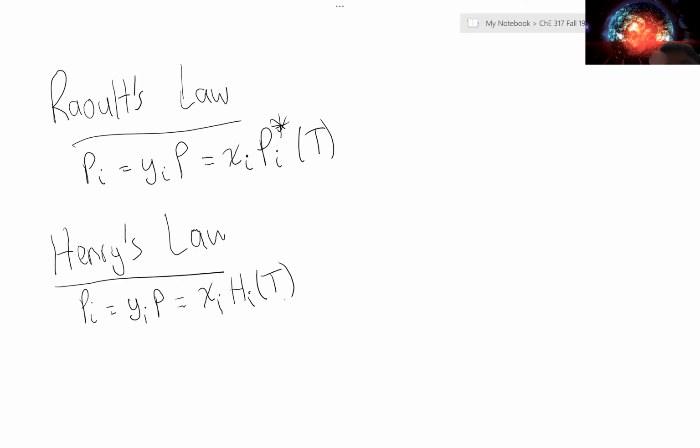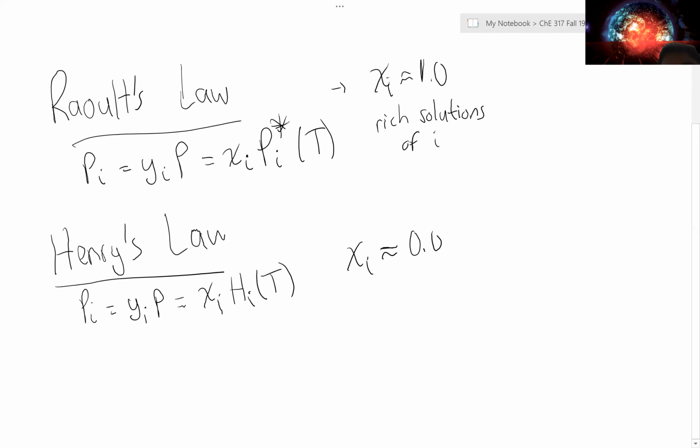And we had stated that Raoult's law was for when we had high concentrations of our component, so this is rich solutions of i, and Henry's law was for dilute solutions of i. So use of Raoult's law and Henry's law allows us to estimate the component mole fractions of species in equilibrium with a liquid phase and/or a vapor phase and vice versa.